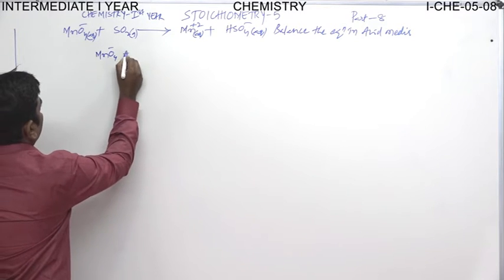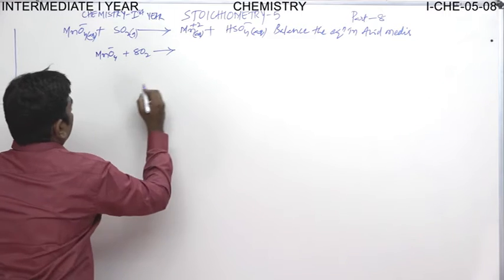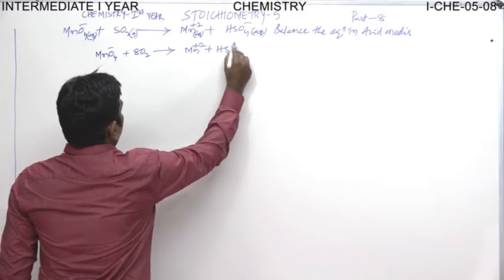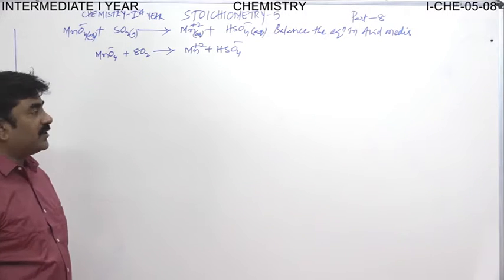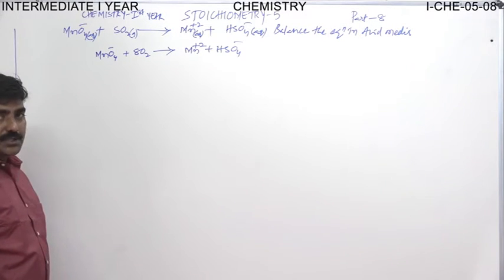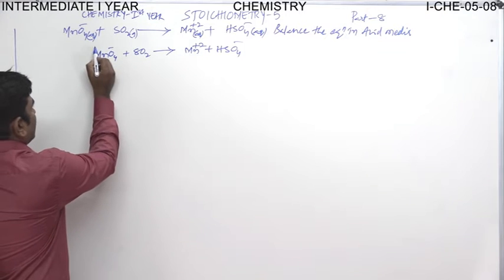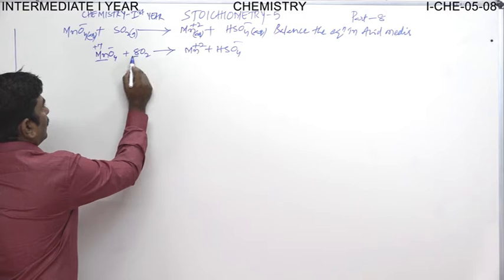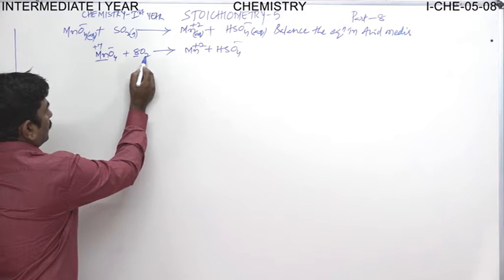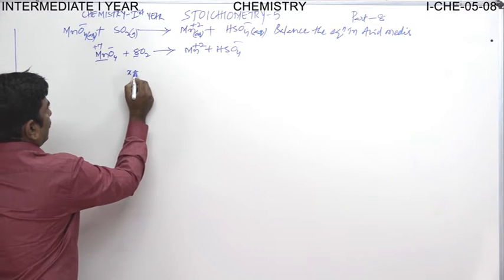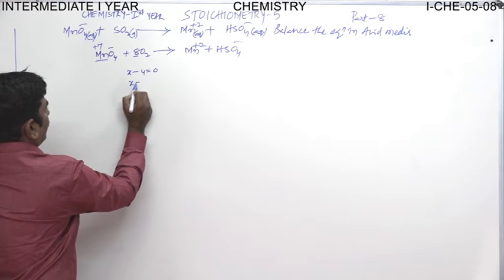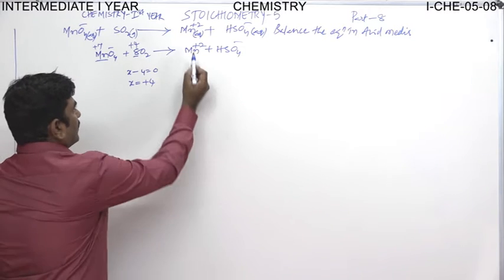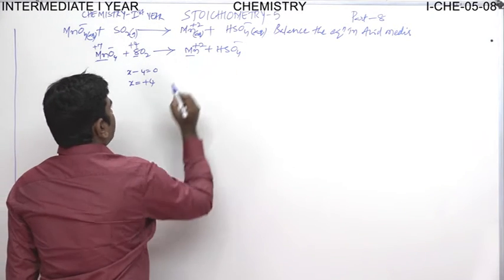MnO4 minus plus SO2 give Mn plus 2 plus HSO4 minus. For the first step, what we have to do? Assign the oxidation numbers. Already we practiced this one. What is oxidation state here? Plus 7. And sulfur, SO2, 2 oxygens, 2 into minus 2, minus 4. So X minus 4 is equal to 0. Therefore, X is equal to how much? Plus 4. And what is oxidation state here? Plus 2.